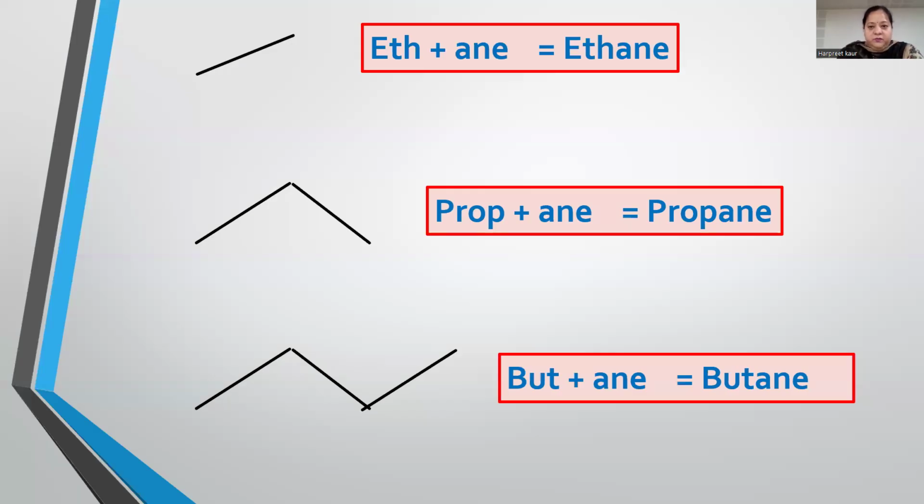Now coming to the simpler compounds, a single line means two terminals are there, two carbon atoms it is representing. It is eth plus ane, root word is eth, plus one suffix, primary suffix. It is eth plus ane coming to ethane. Only two parts are there in this name. Similarly, in the second case, it is prop plus ane, propane, and but plus ane, butane.